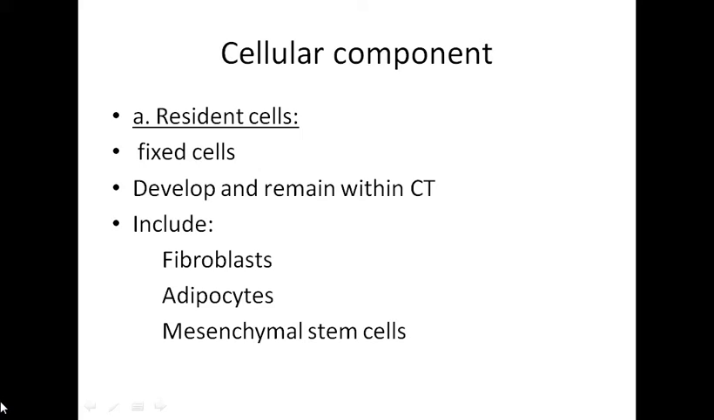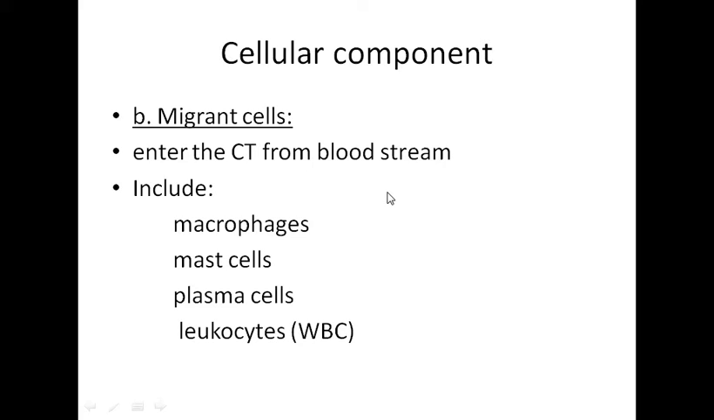The examples, this is important. So the examples of resident cells of connective tissue: we have fibroblasts, adipocytes, and mesenchymal stem cells, right? These examples are important, you mark this thing. Then we have the migrant cells. The migrant cells enter the connective tissue from the bloodstream, means these are the cells which are actually found circulating outside the connective tissue, and upon stimulus, when they are needed, they come to the required site.